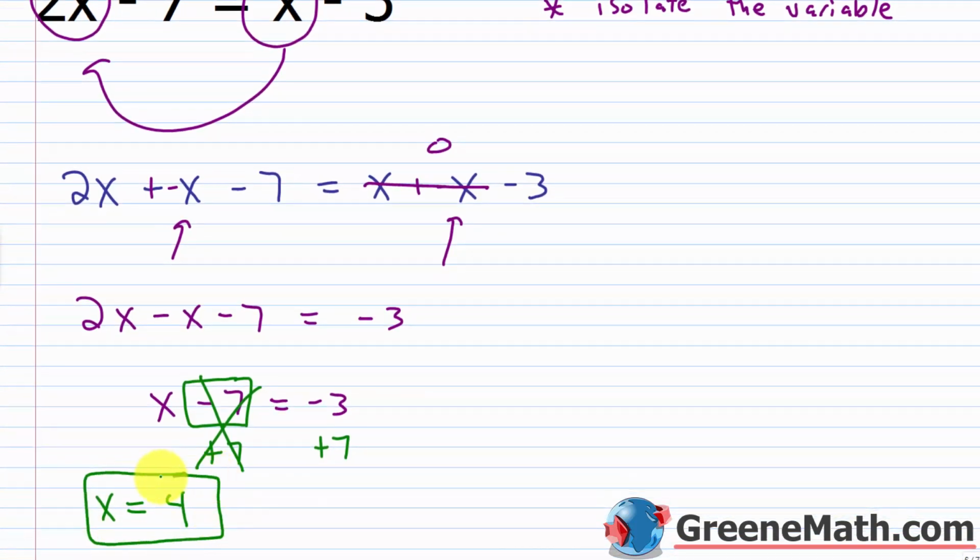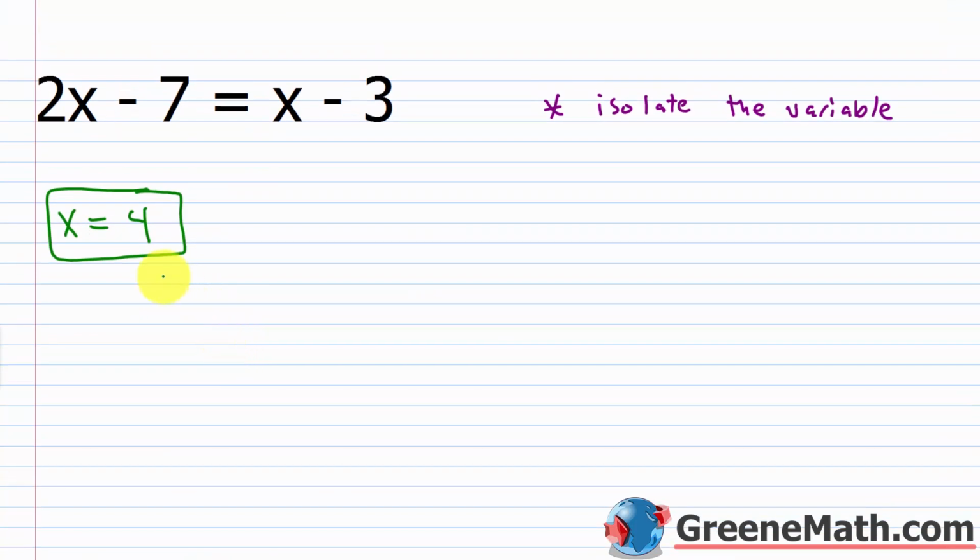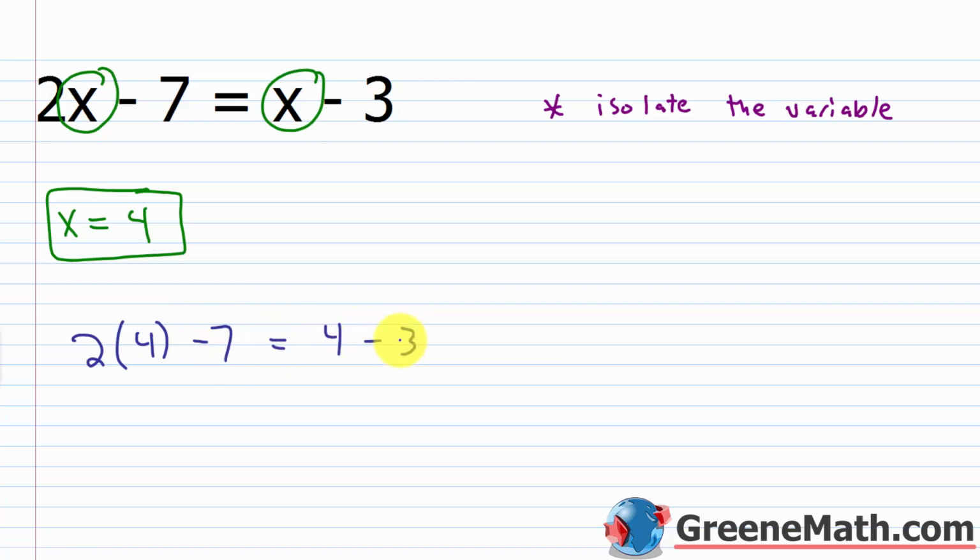So if we wanted to check this, let me erase everything. I would plug in a 4 for this x here and this x here. It's got to be for each occurrence of the variable, okay? So I would have 2 multiplied by 4 minus 7 is equal to 4 minus 3. 2 times 4 is 8, so you'd have 8 minus 7 over here. 4 minus 3 is 1. 8 minus 7 is 1. So you get 1 equals 1. This is true, okay? So we know our solution here, x equals 4, is correct.